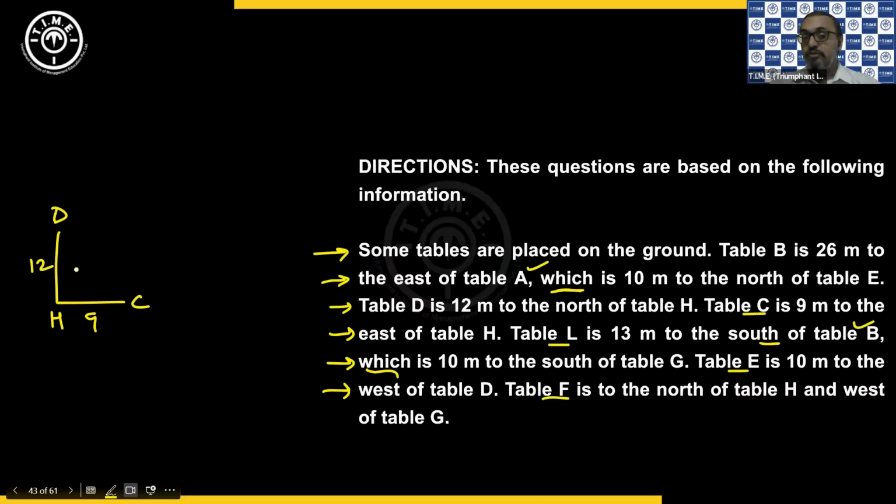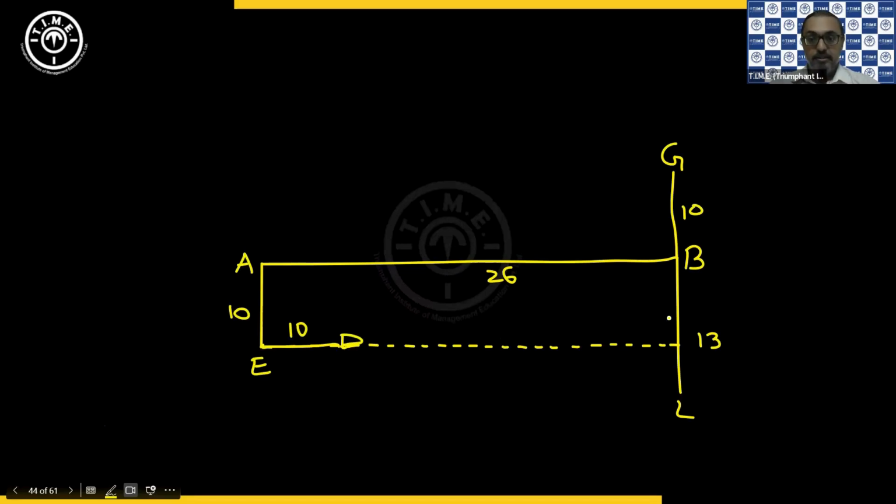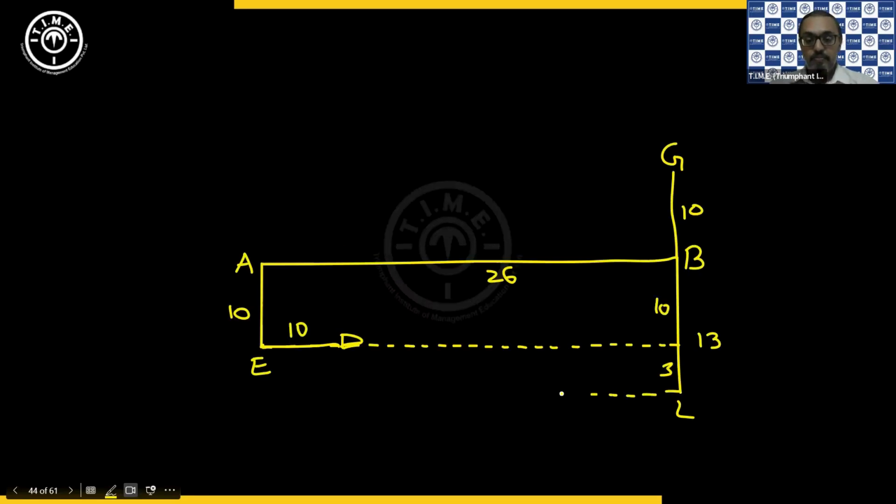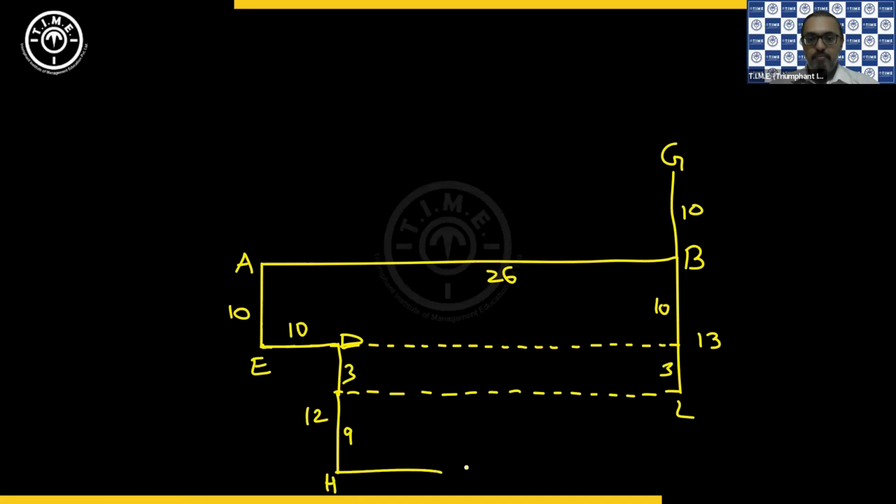Now once we have D, I can fix H and C, correct? So first let us do that. So you have 12 meters. Now check here, this is a 10, so this is only 3. But now I need 12 here. So when I need 12, we need to take the distances correctly. So this is 3 and this is 9. So 3 and 9, you get 12. That is where you have H. Okay. And then 9 is C. So C, this is 9.